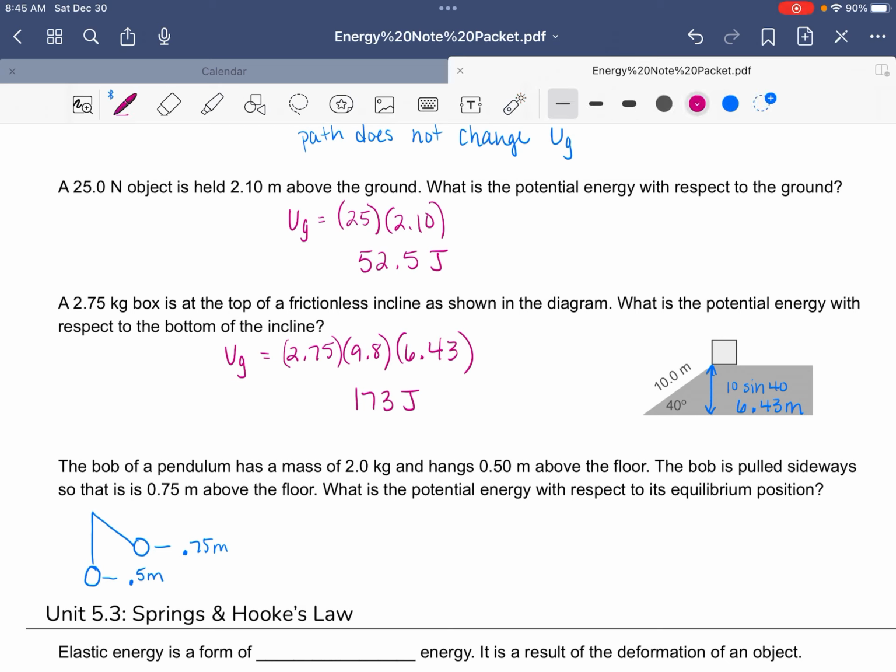So our gravitational potential energy is equal to the mass 2 times gravity times our height difference, 0.25 meters. Whenever I put this in my calculator, 2 times 9.8 times 0.25, I'm going to report 2 sig figs, so 4.9 joules of potential energy.